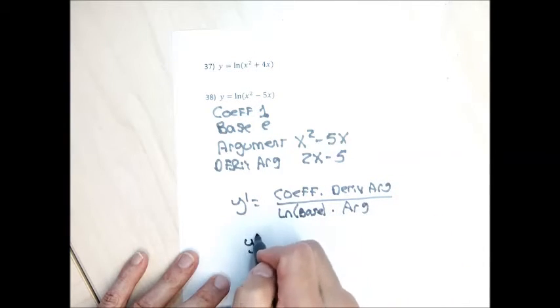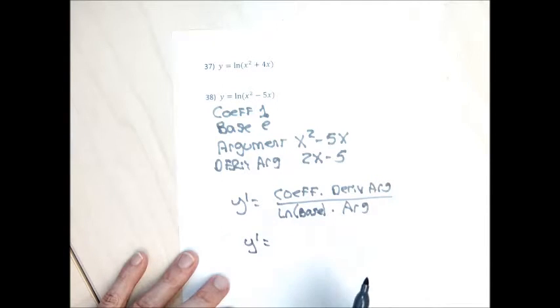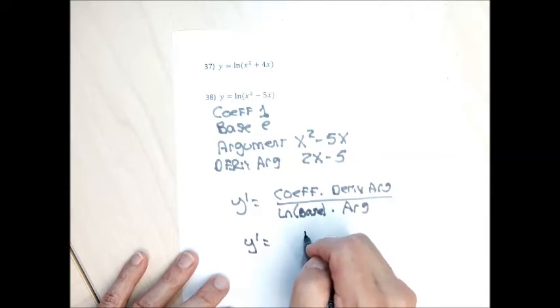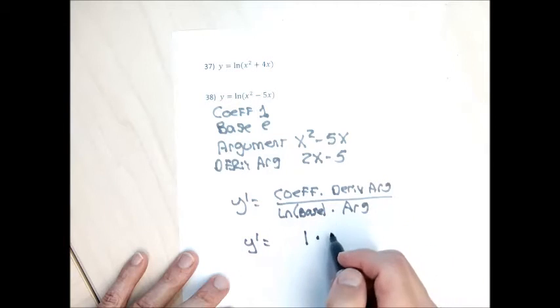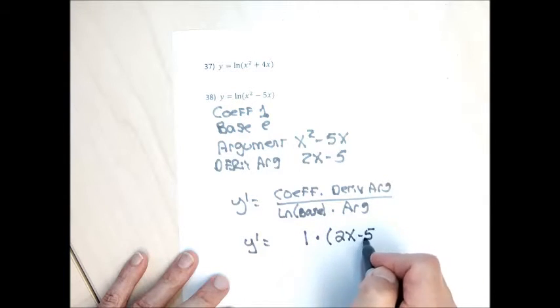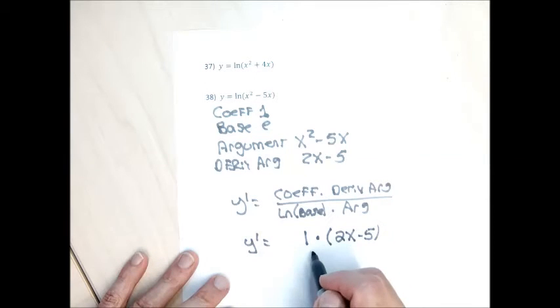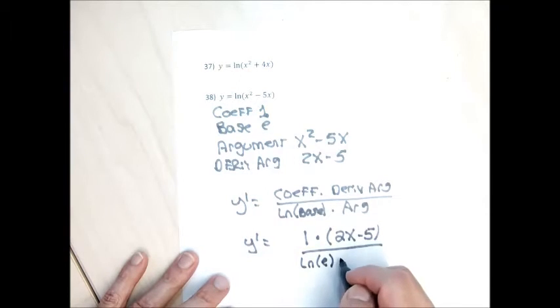And if you're getting good, you're not going to write down the things that are equal to 1. The coefficient of 1 I probably shouldn't write down. The derivative of the argument I do need to write down. If I didn't write down the 1, I wouldn't put it in parentheses. The natural log of the base is the natural log of e. That's equal to 1. I shouldn't write it down. And the argument is x squared minus 5x.